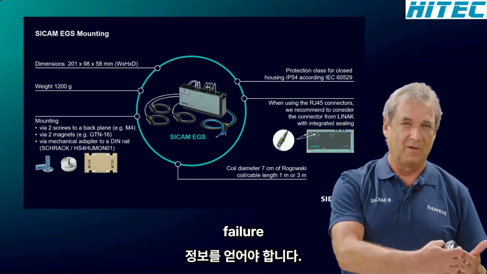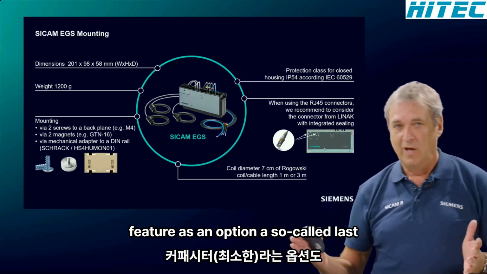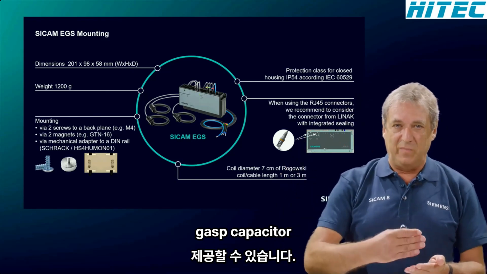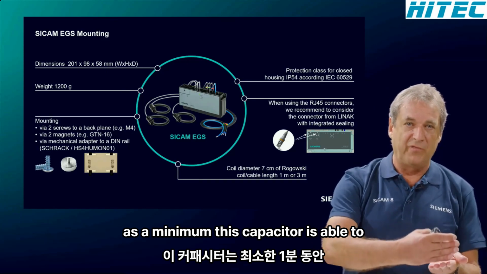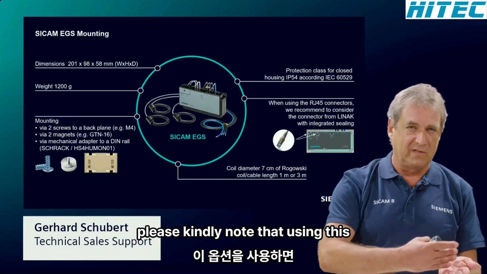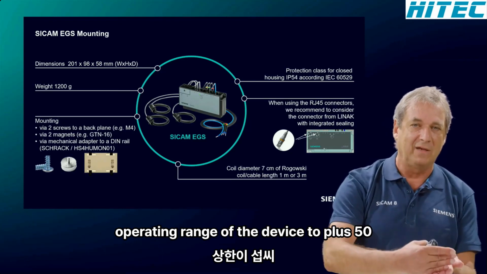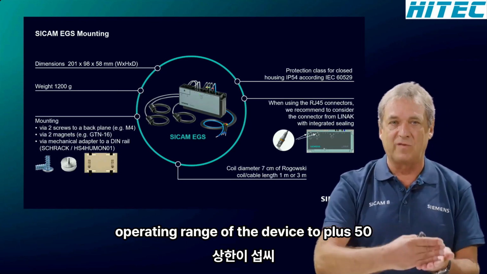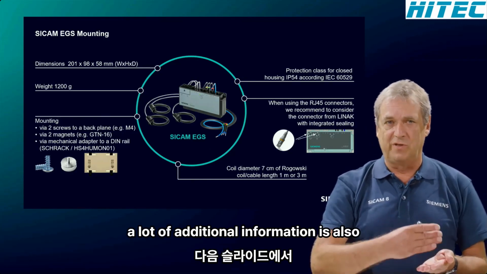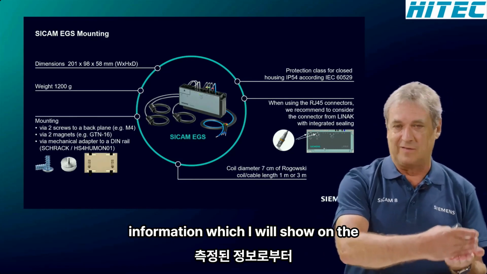the failure. To cover this requirement, SICAM EGS can also feature as an option a so-called last gasp capacitor. As a minimum, this capacitor is able to buffer the device for 1 minute. Please kindly note that using this option limits the upper operating range of the device to plus 50 degrees Celsius. A lot of additional information is also calculated from this measured information, which I will show on the next slides.